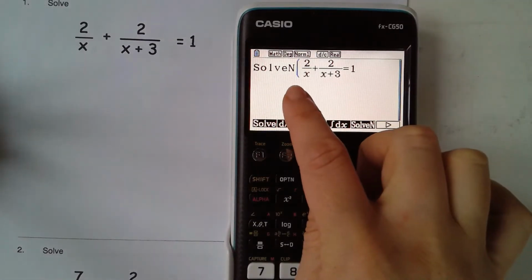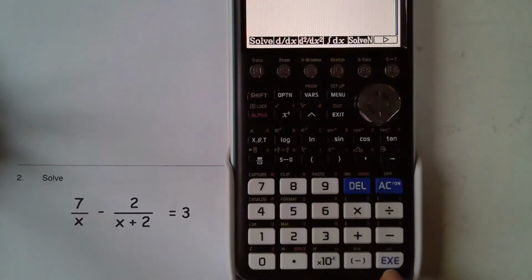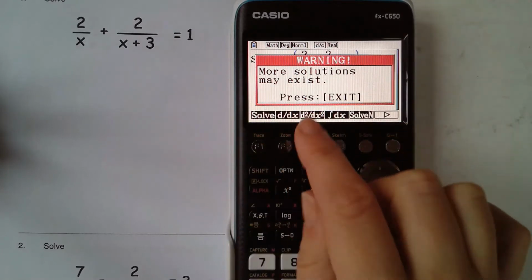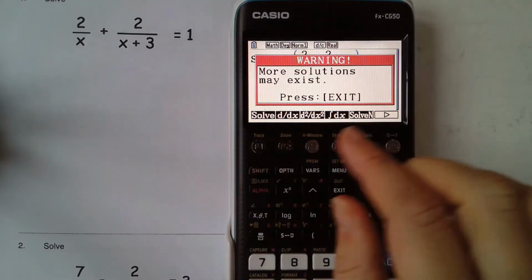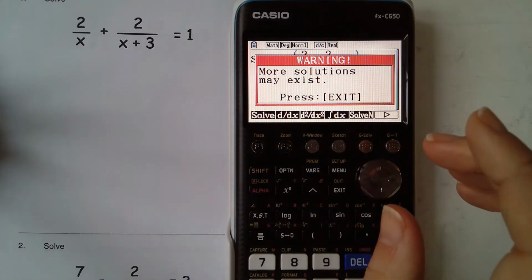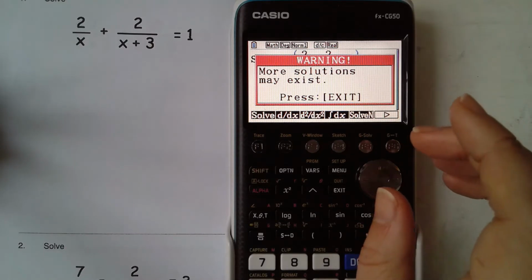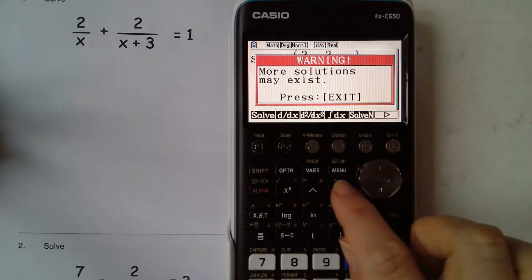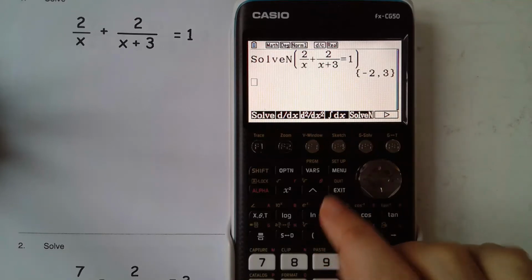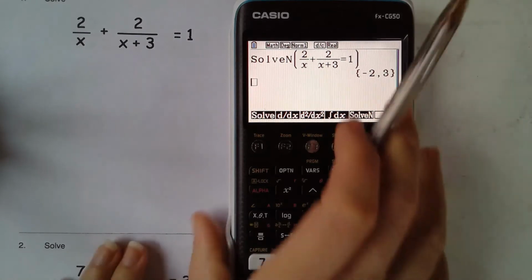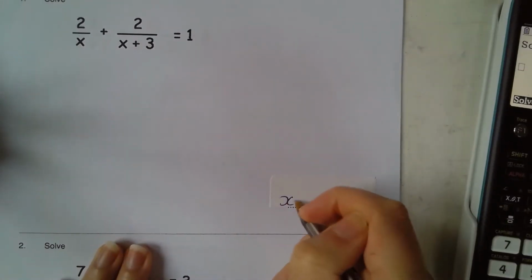I've got an open blue bracket. I need to close my bracket to finish, and then execute brings me up with my answer. This says more solutions may exist. If you haven't watched any of the other videos yet, it's just to explain that there could be complex solutions, or when we're looking at solutions of tan, sine and cosine, then there are an infinite number, so it only gives a finite set unless you set the parameters within which you want the answers to be. So just always press exit for GCSE, and then here we go. It tells me that the answers are x is -2 and x is 3. So we put that on the answer line.